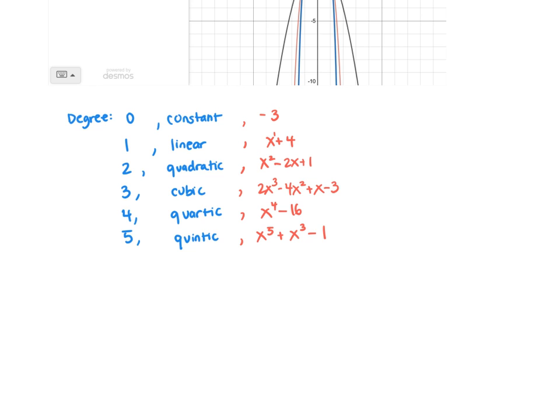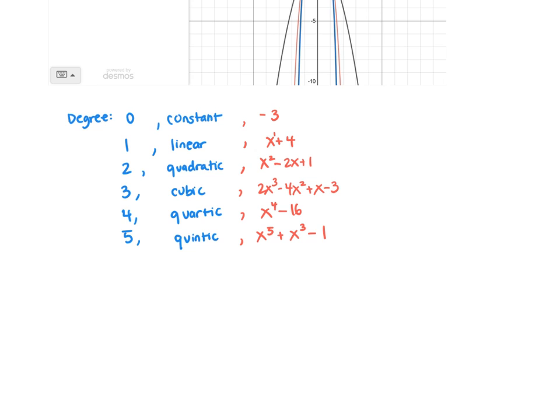Again, what makes the first one a constant is the fact that it doesn't have an x. What makes the second example linear is the fact that it's x to the first power. Quadratic, x to the second power. The 2 is the biggest exponent. For the cubic, the 3 is the biggest exponent. For the quartic, the 4. And then for the quintic, the 5 is the biggest exponent. Okay, so the biggest exponent determines the degree of the polynomial.